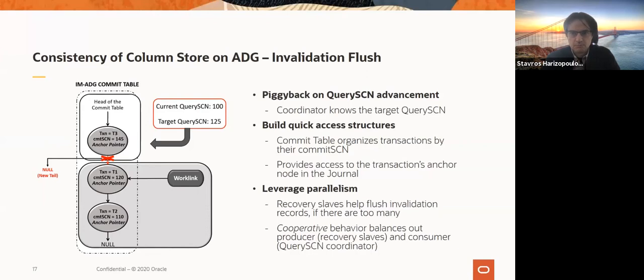Now you may observe that all of these transactions can be processed in parallel. And that's exactly what we do. We take the help of recovery slaves to flush these invalidation records to SMUs. This cooperative behavior of the recovery slaves and the query SCN advancement coordinator balances out the producer-consumer problem here. The producers are the recovery slaves and they produce invalidation records, and the consumer is the query SCN coordinator, which is flushing these invalidation records to the SMUs.